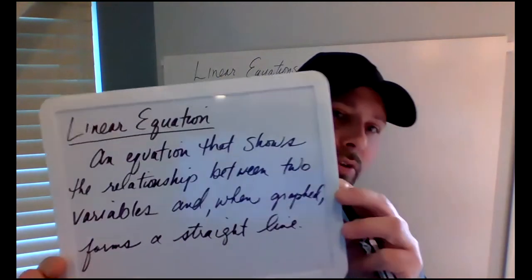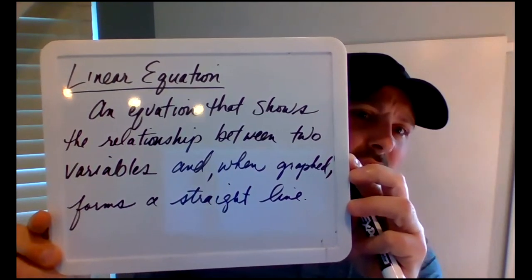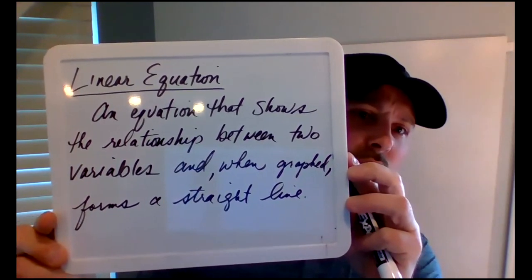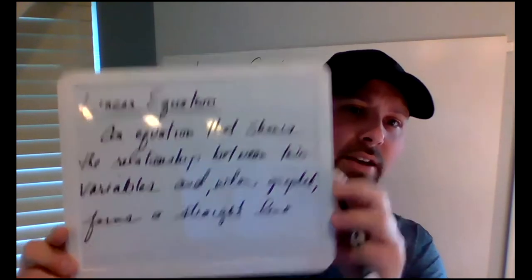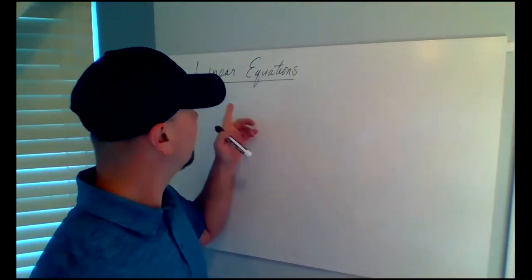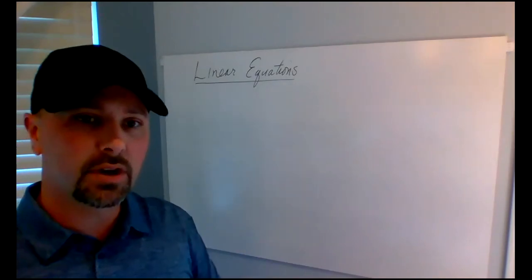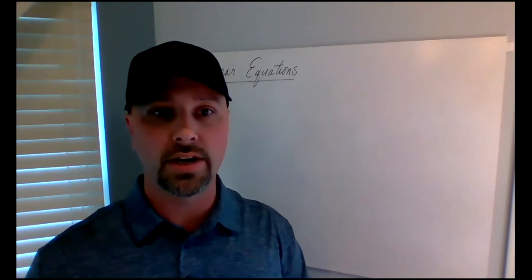So I'm gonna show you my definition for what linear equations are. So you might pause your screen and write this down. A linear equation is an equation that shows the relationship between two variables and when graphed forms a straight line. Now, if you remember, we've talked about this before, but the word linear means line. It's actually got the word line in it. And so linear equations are equations that can be graphed, and when graphed, create a straight line.